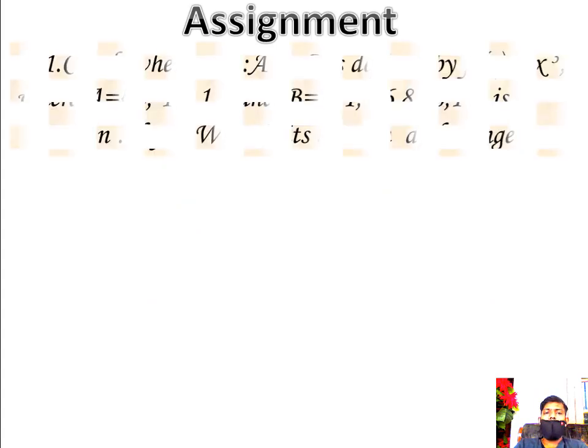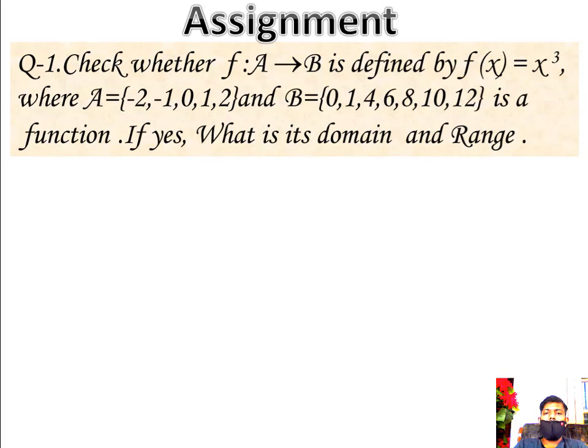Let me give some assignments. The first one: check whether f from A to B defined by f of x equal to x cube, where A equals the set minus 2, minus 1, 0, 1, 2, and B equals the set 0, 1, 4, 6, 8, 10, 12, is a function. If yes, what are its domain and range?